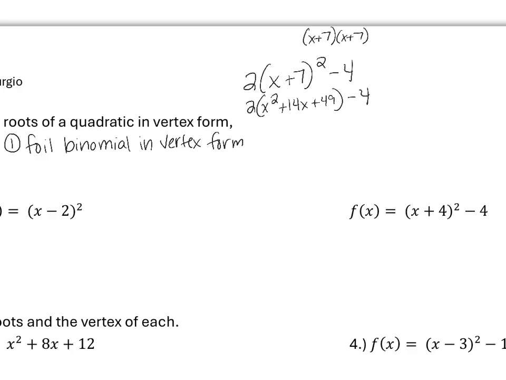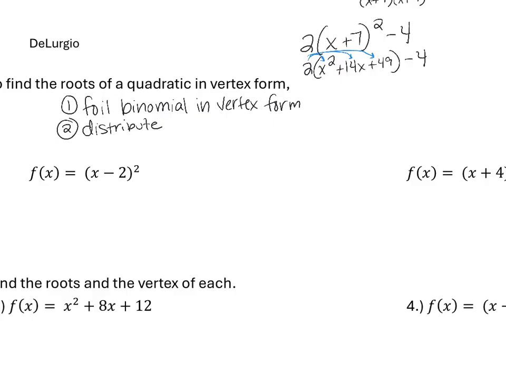Keep everything else brought down. Then you distribute the 2. So distribute the binomial, or FOIL the binomial, then distribute the a value if there is one. Sometimes there's not, but in this case, there is a 2, then you distribute that. So we would get 2x squared plus 28x plus 98. Distribute the 2, and then the last step is going to be to combine the like terms. So 2x squared plus 28x plus 94.